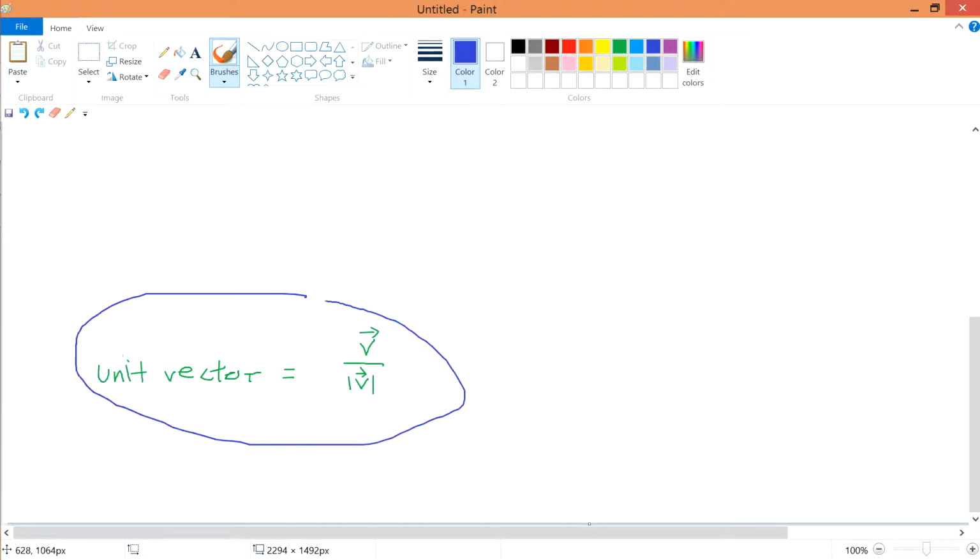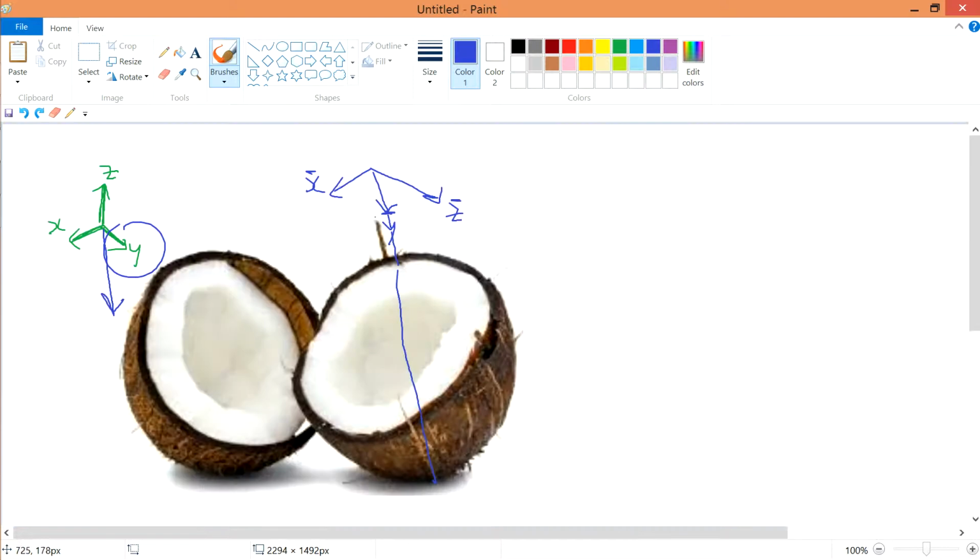If you remember, a unit vector's magnitude is 1, right? It's equal to the vector itself divided by its magnitude. I'm not going to go into details of what this is, just that a unit vector is 1. And therefore this has a magnitude of 1, this has a magnitude of 1, and z has a magnitude of 1, and this also has a magnitude of 1, 1, and 1.